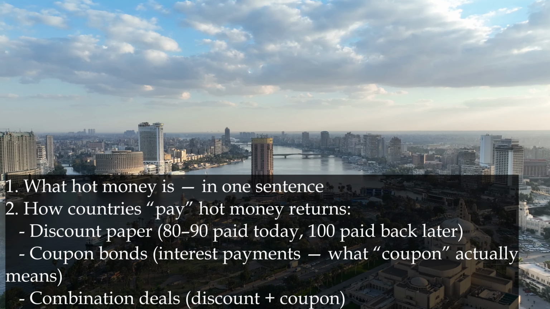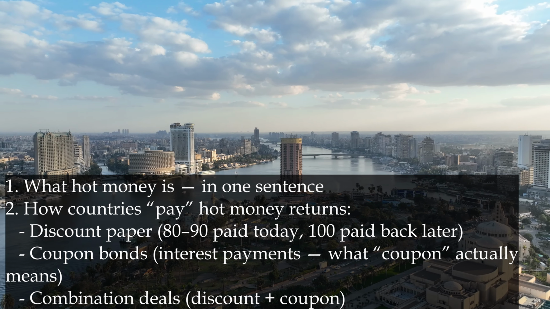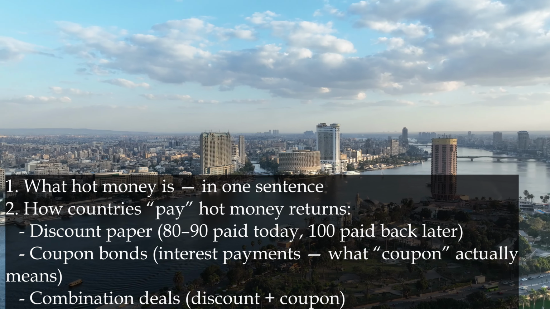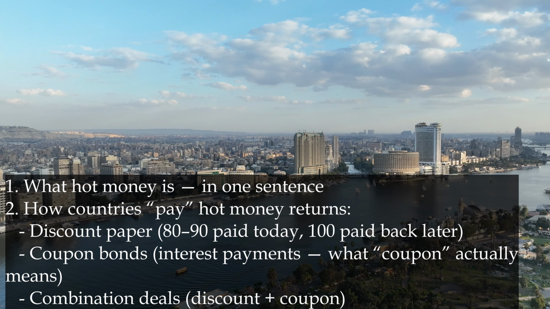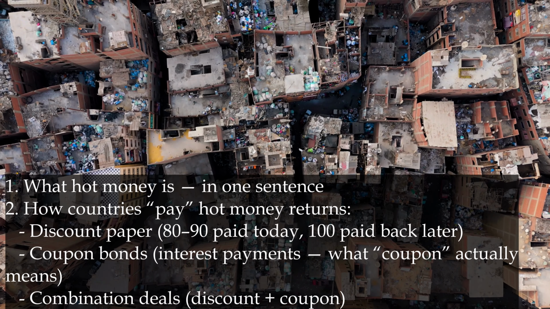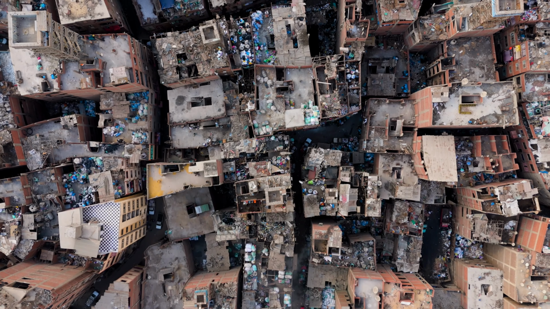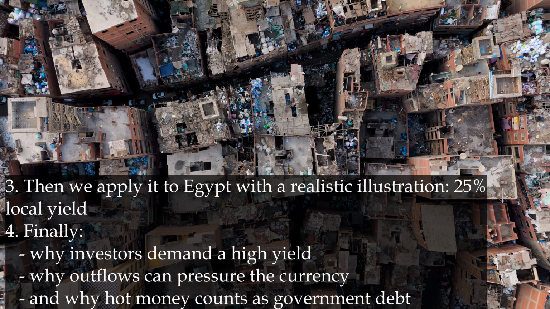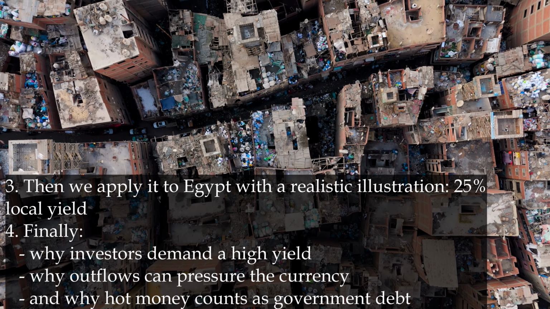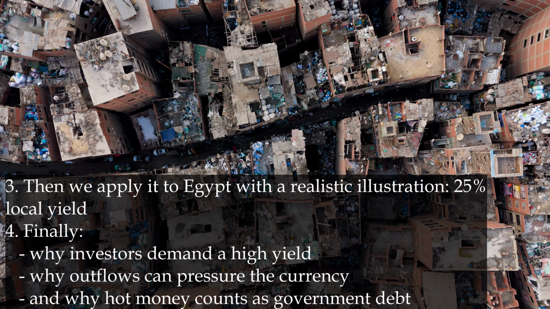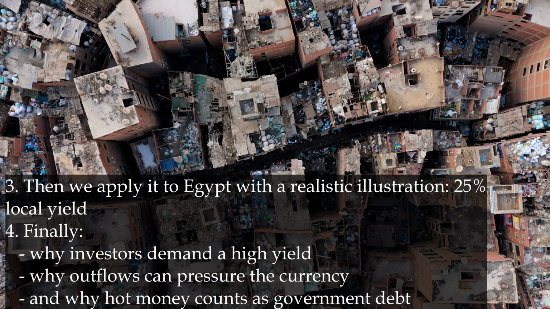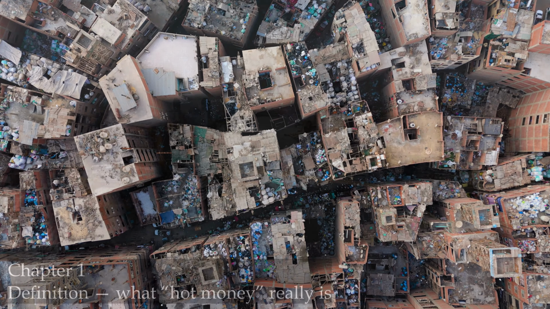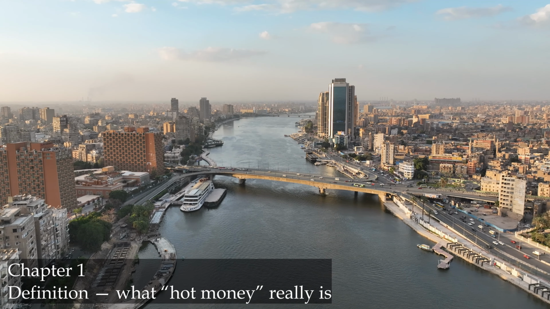2. How countries pay hot money returns. Discount paper: 80 to 90 paid today, 100 paid back later. Coupon bonds: interest payments, what coupon actually means. Combination deals: discount plus coupon. 3. Then we apply it to Egypt with a realistic illustration, 25% local yield. 4. Finally, why investors demand a high yield, why outflows can pressure the currency, and why hot money counts as government debt.